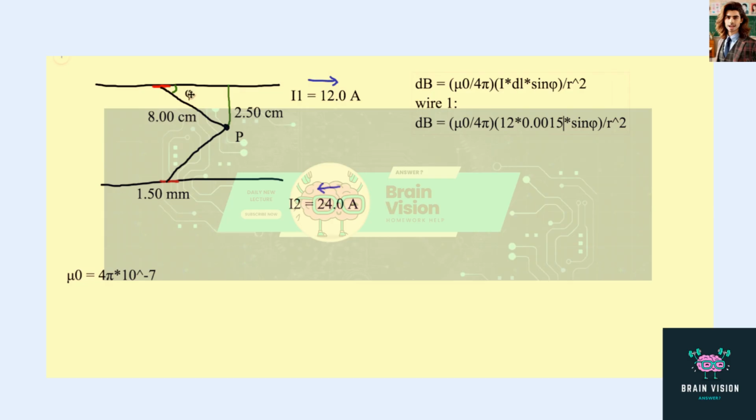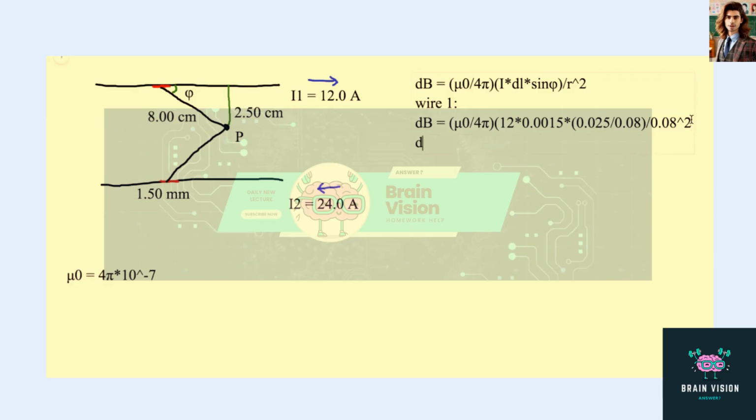So notice that we don't have to actually calculate what this angle is, because we know that the sine of the angle is equal to the opposite side of the triangle that this forms, divided by the hypotenuse of the triangle. So here the opposite side is 2.5 centimeters, or 0.025 meters, divided by the hypotenuse, which is 8 centimeters, so divided by 0.08. And then r is just the distance, which again here is 8 centimeters, or 0.08 meters, and we're going to have to square that.